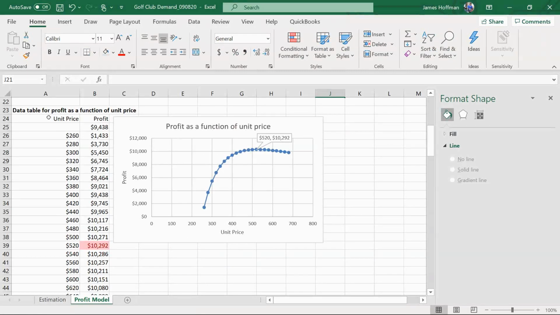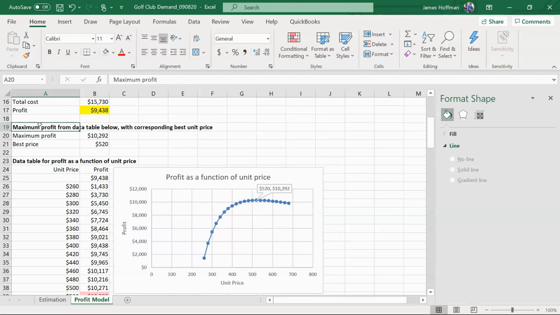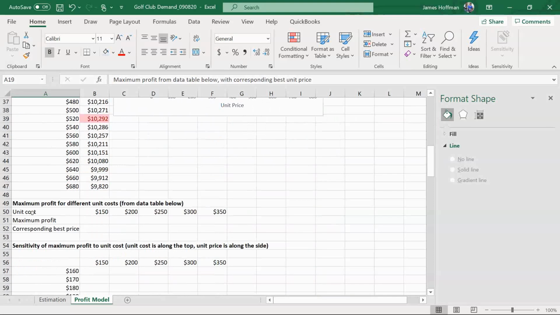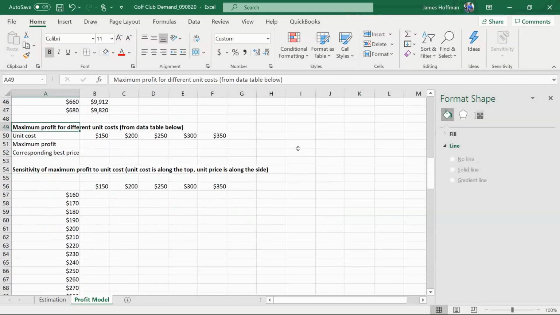Okay, so if you got this section done, you can scroll down, and remember this section should start in A49. So go ahead and go down here. We're going to work on this data table where it says sensitivity of profit, maximum profit to unit cost. Unit cost is along the top and unit price is along the side. It's already kind of set up, but we need to do the data table.